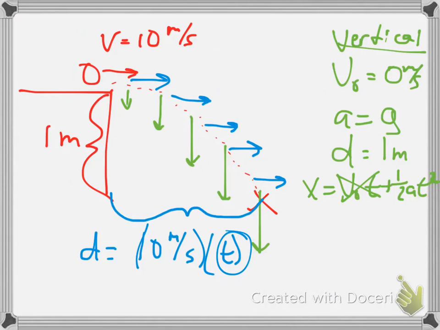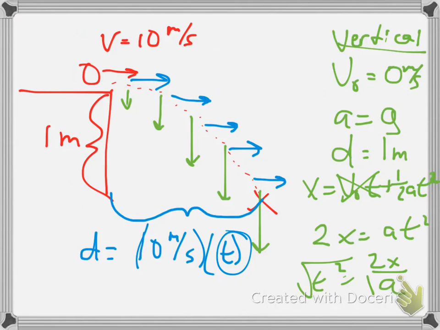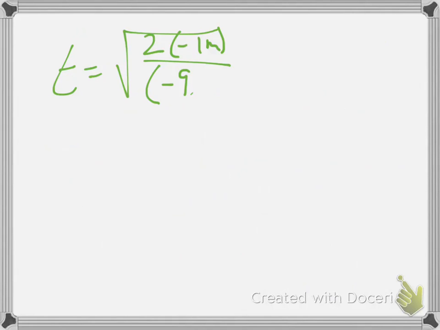So to solve for t, it would be 2x is equal to a t squared. t squared is equal to 2x divided by a, and then square root it, right? So plugging in the information, we would get t is equal to the square root of 2 times negative 1 meter. Why is it negative 1? Because we're falling down. Divided by negative 9.8 meters per second squared. And that's why we have to have the negative in there, because that negative and this negative are going to cancel out with each other. So when you plug it in your calculator, you get 0.45 seconds. It's 0.45 with a lot of decimal places, but that's what we get.